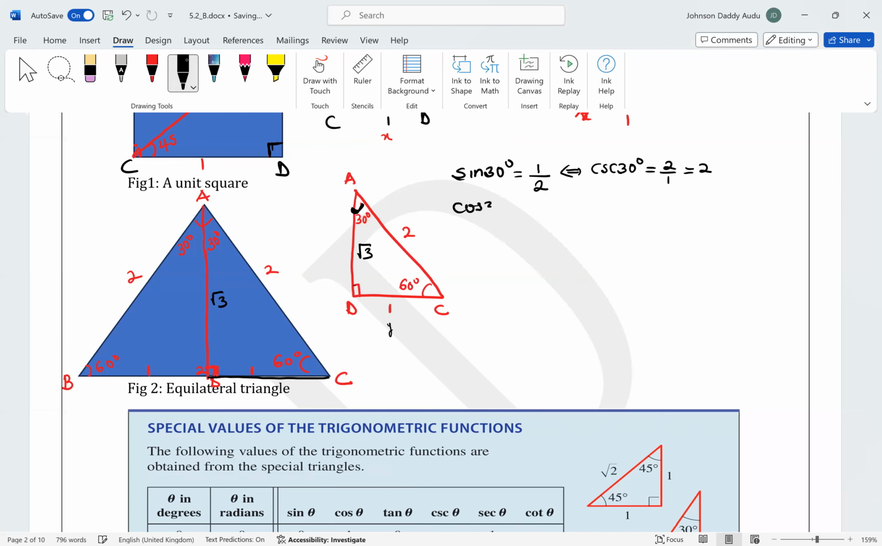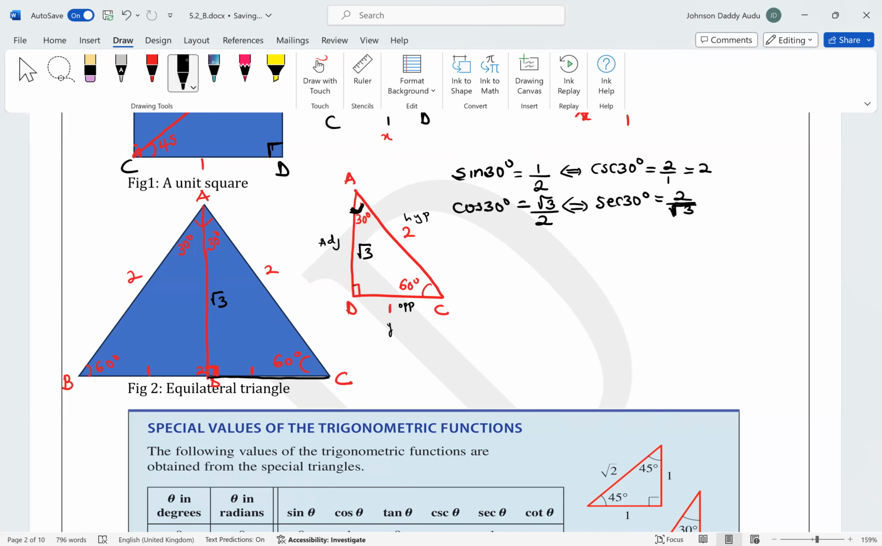Then we go for cosine 30. Cosine 30, we're still using this angle. Remember, cosine is adjacent. In that case, this will be our adjacent here. And our hypotenuse will still remain this one. Let me put it here. This is our opposite. So this will be root 3 over 2. And this means that sec 30 is what? Is 2 over root of 3. We can rationalize it as well.